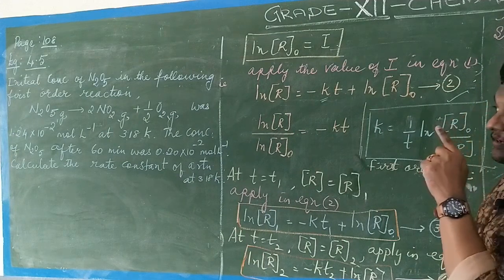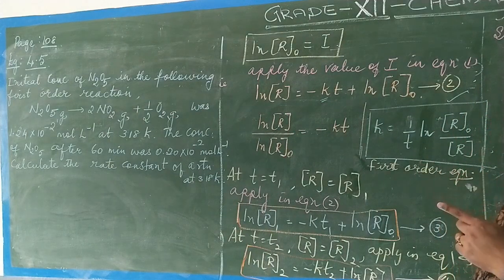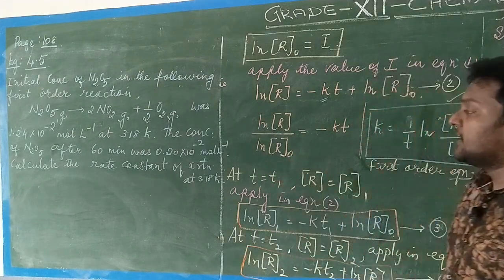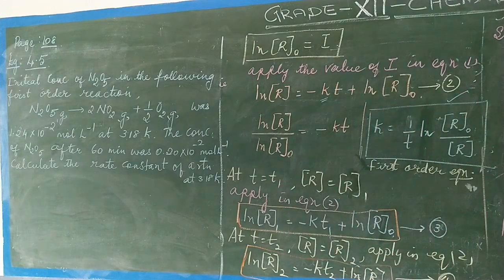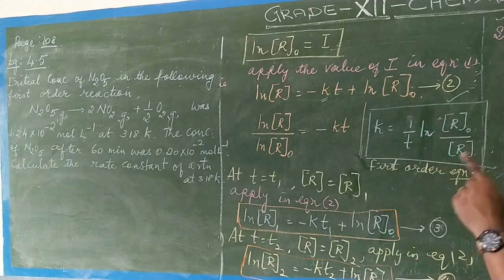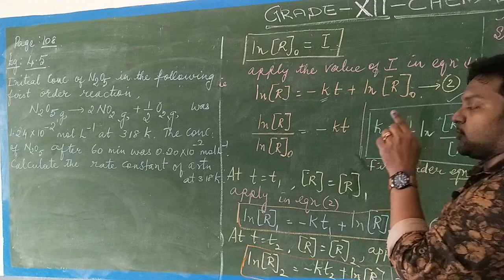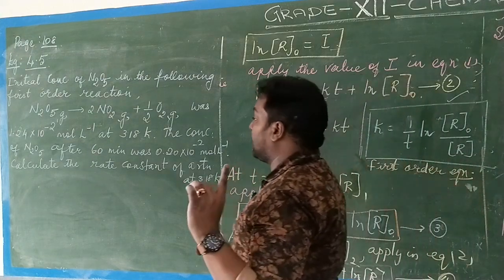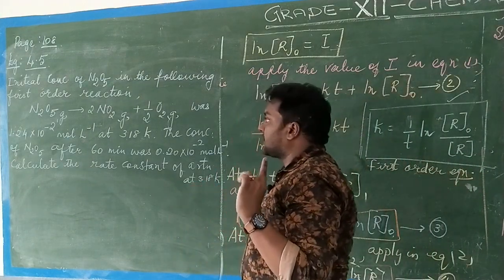So the initial concentration has been given as 1.24 into 10 to the power of minus 2. The concentration of N2O5 after 60 minutes was 0.20 into 10 to the power of minus 2. So the concentration of R1 will be equal to 0.20 into 10 to the power of minus 2 mole liter inverse. Now you have to calculate what? You have to calculate the rate constant of a reaction at 318 Kelvin.